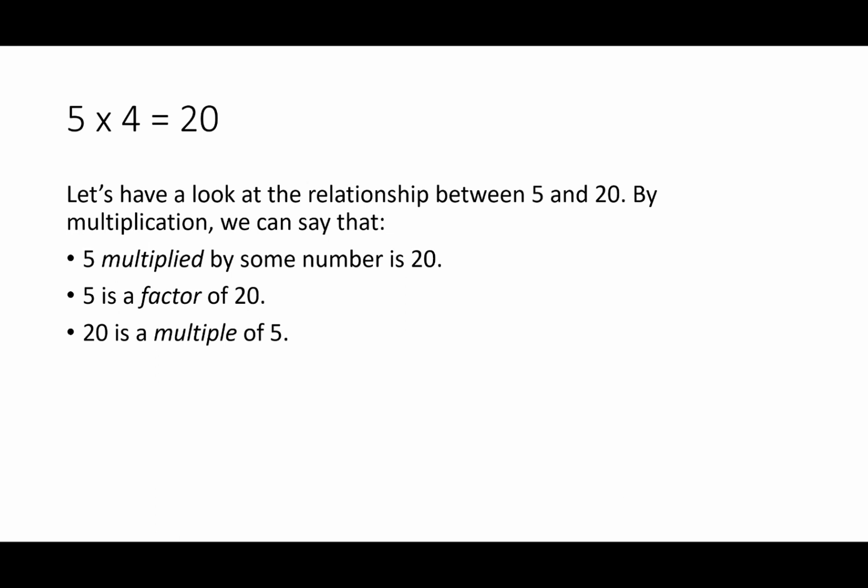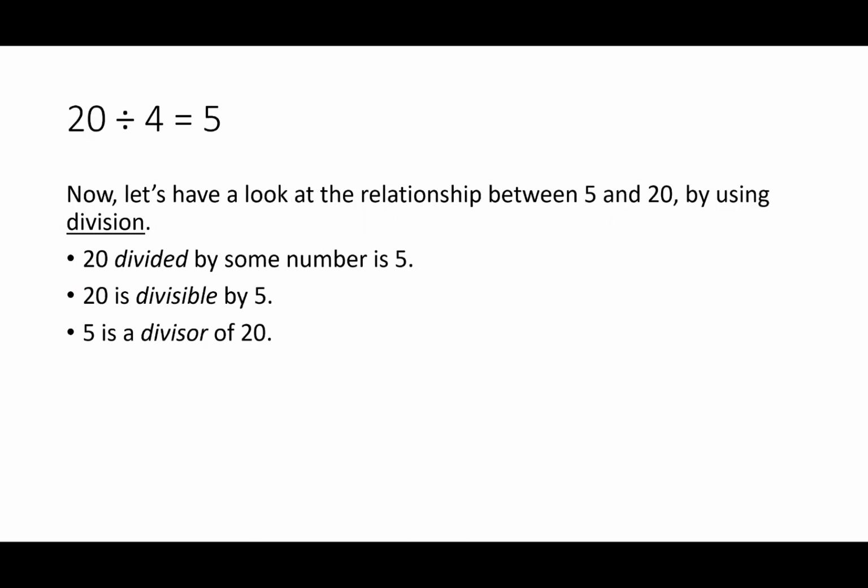Let's have a look at a little bit more detail on multiplication. We want to look at the relationship between 5 and 20. By multiplication, we can say that 5 multiplied by 4 is 20. So the keyword here is multiplied. In this case, 5 is a factor of 20, and 20 is a multiple of 5. You will notice that 5, being a smaller number, is a factor of 20, which is a larger number.